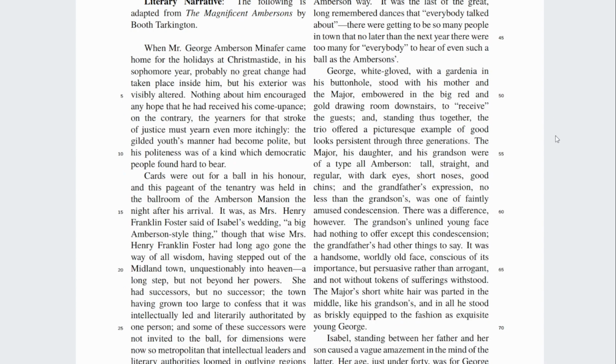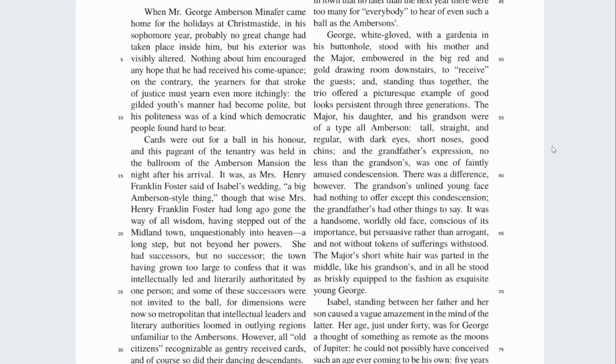George, white-gloved with a gardenia in his buttonhole, stood with his mother and the Major, embowered in a big red and gold drawing-room downstairs, to receive the guests, and, standing thus together, the trio offered a picturesque example of good looks persistent through 3 generations. The Major, his daughter, and his grandson were of a type all Amberson, tall, straight, and regular, with dark eyes, short noses, good chins. And the grandfather's expression, no less than the grandson's, was one of faintly amused condescension.